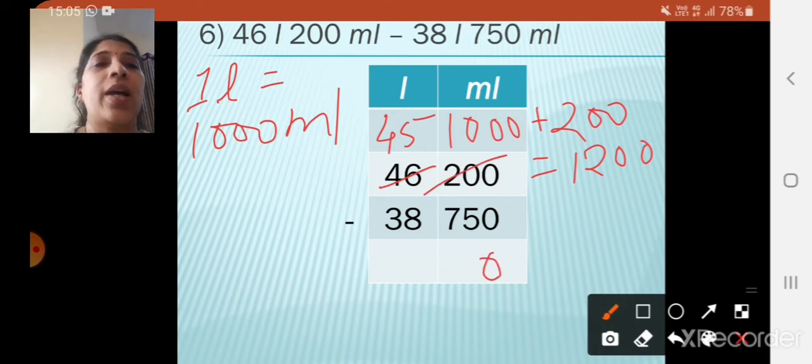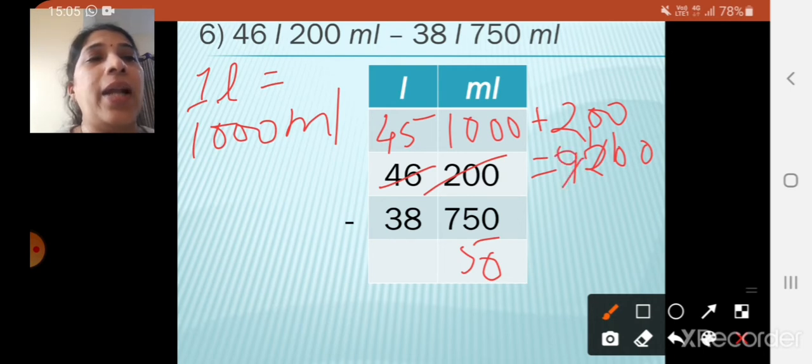0 minus 5, you cannot subtract. So you will borrow 1 from the hundreds place. So in hundreds place it will become 1, and in the tens place it will become 10. So 10 minus 5 is 5. Now 1 minus 7. Again you cannot subtract 1 from 7. So you are going to borrow 1 from the thousands place. So in thousands place it will become 0, and in the hundreds place it will become 11. 11 minus 7 is 4.